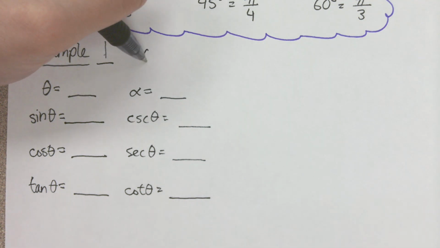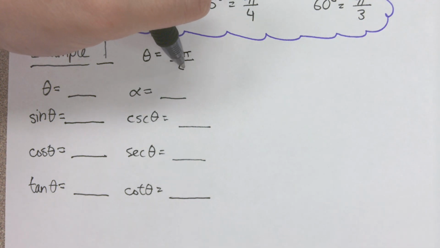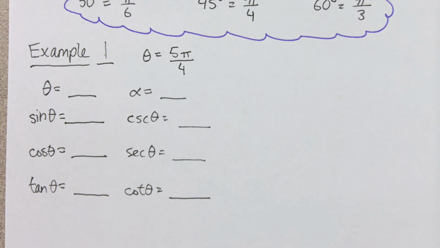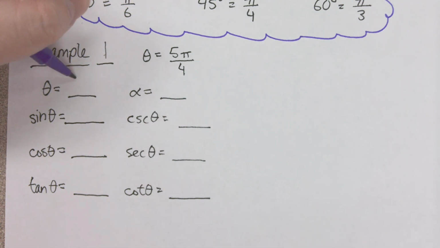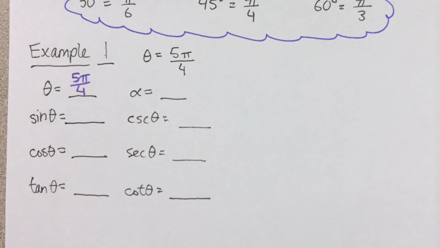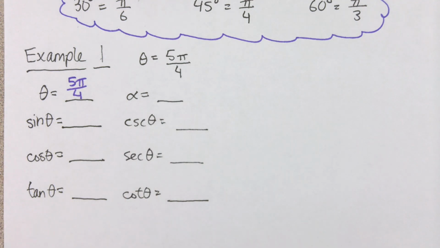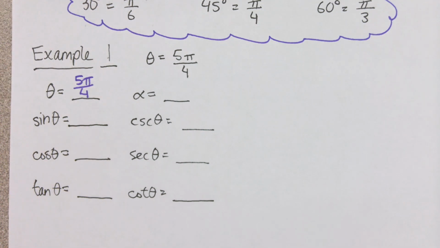For example 1, theta is 5 pi over 4. And that's given, so let's go ahead and answer that theta is 5 pi over 4. Reminder, you may not convert this to degrees and then do the whole problem in degrees. If we give you radians, your answers must also be in radians.